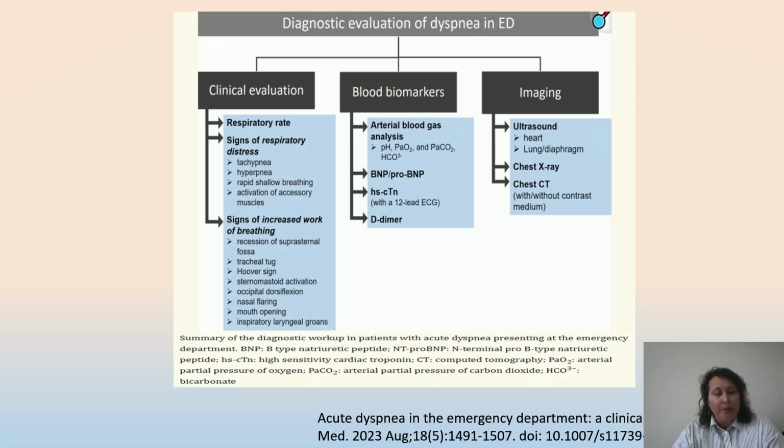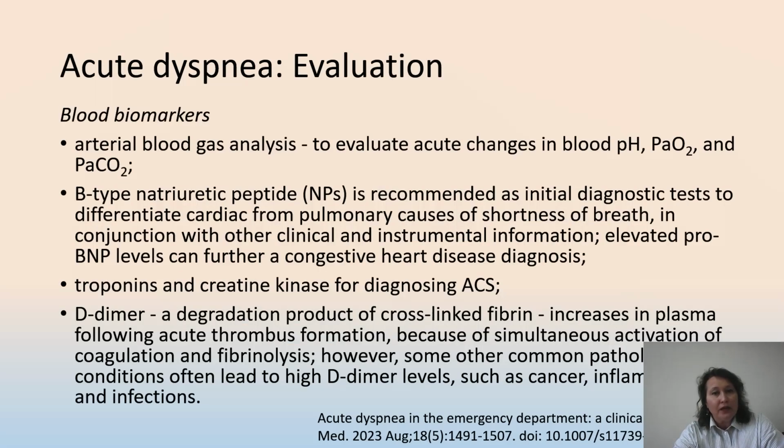Those are the main ones. About the group of blood biomarkers we can control in a patient with acute dyspnea, it can be arterial blood gas analysis like pH, partial pressure of oxygen, CO2, and bicarbonate. We can measure the level of brain natriuretic or pro-brain natriuretic peptide. We can measure high sensitivity cardiac troponin, with a 12-lead ECG, and the level of D-dimers, which can be elevated in a patient with pulmonary embolism, for example. And of course, there are imaging tests such as ultrasonography of the heart, lung, and diaphragm. We can do chest X-ray and chest computed tomography with or without contrast.